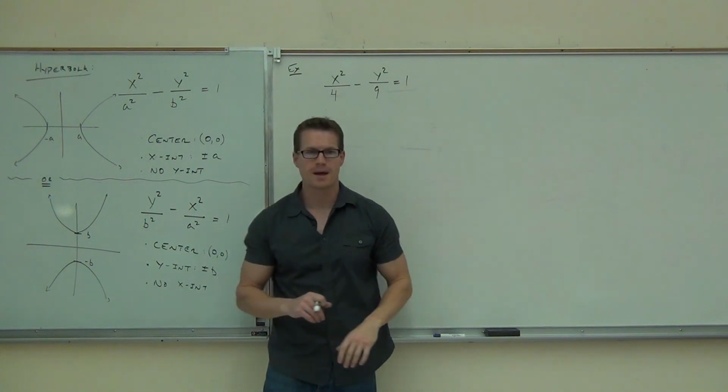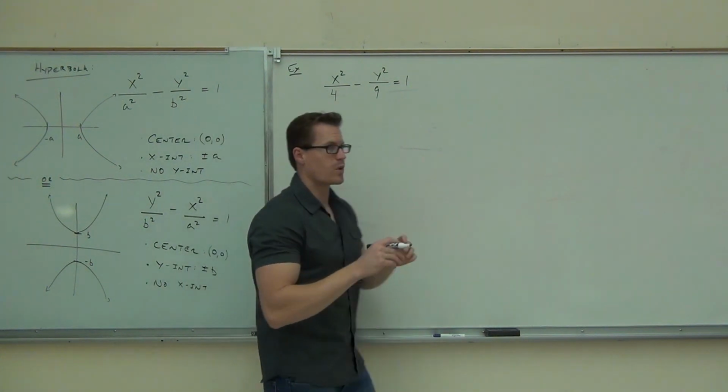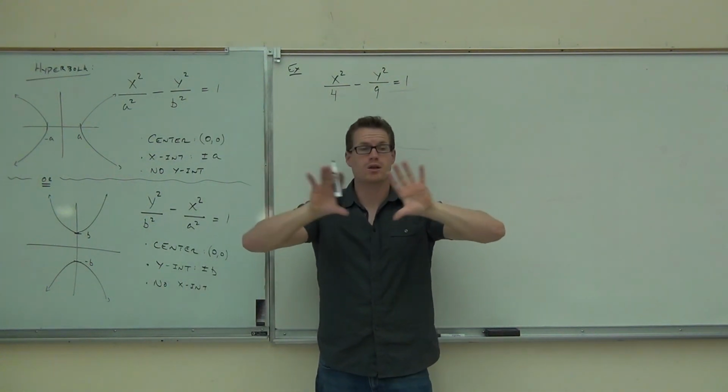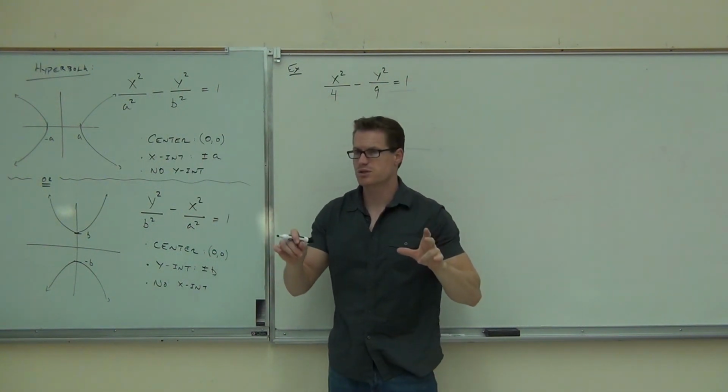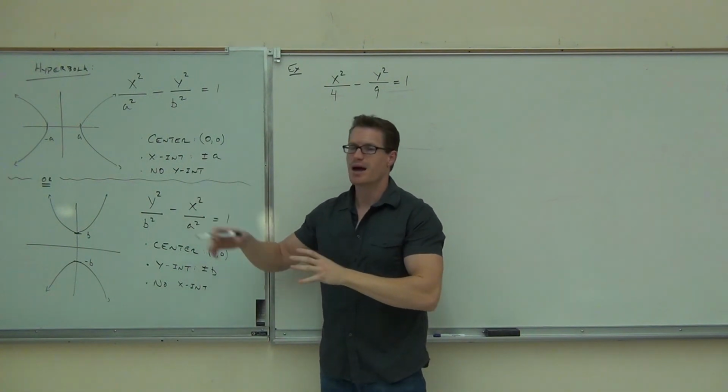Okay, that would work. Now, all we got to be able to do is determine whether we're a horizontally spreading along the x direction or a vertically spreading along the y direction hyperbola, put our little marks, our intercepts, to what we have, and then draw our graph.